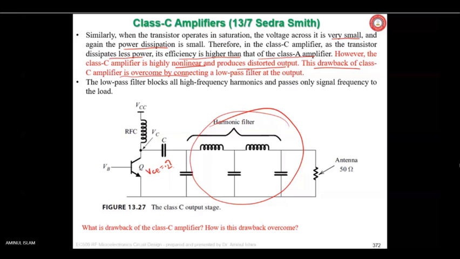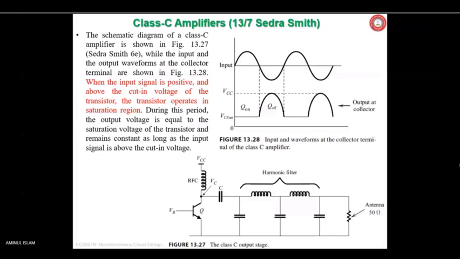This low pass filter blocks all the high frequency harmonics and passes only the signal frequency to the load. The load is an antenna, because in the power amplifier of a transceiver the load is nothing but your antenna, which has a characteristic impedance of 50 ohm. The schematic diagram of a class C amplifier is shown here at the bottom.